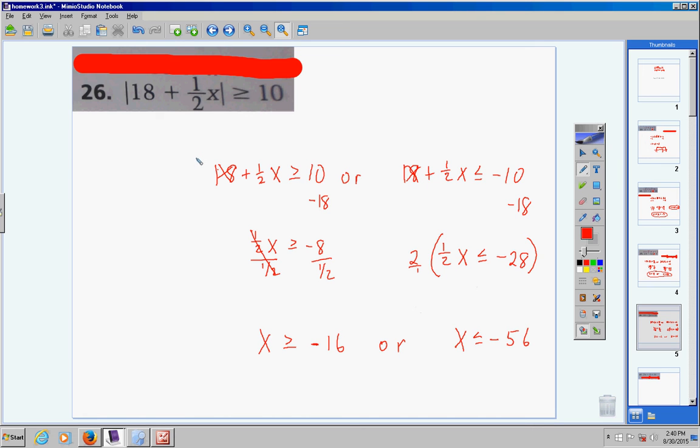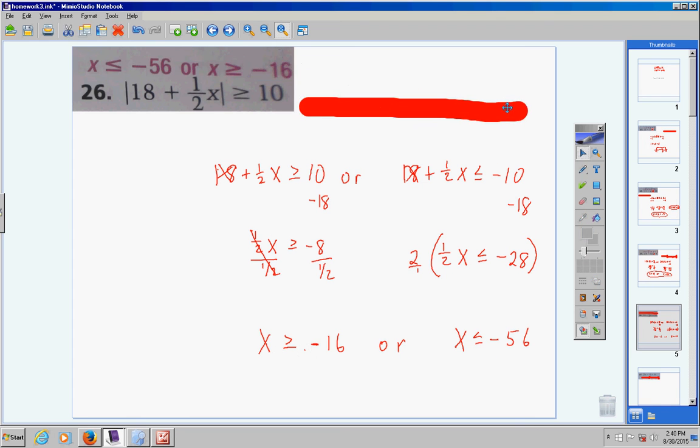So there's your answer. X is greater than or equal to negative 16, or x is less than or equal to negative 56. And that's the exact same answer they have, except they have this one written first over here, which is totally fine. It does not matter.